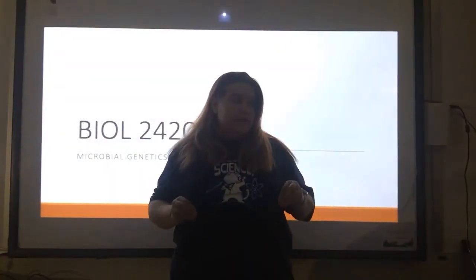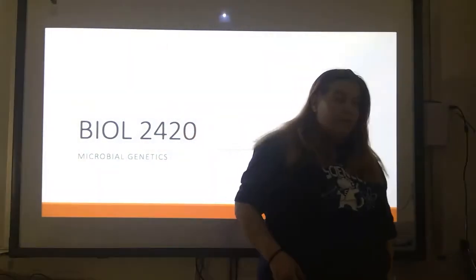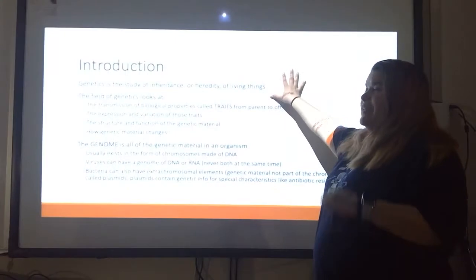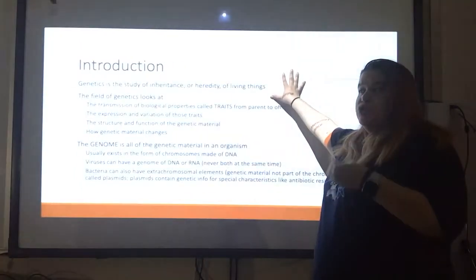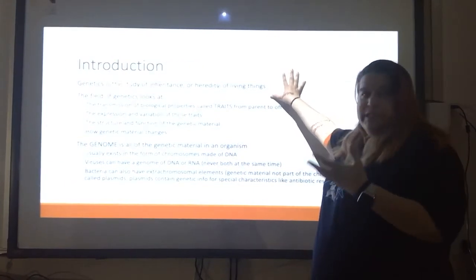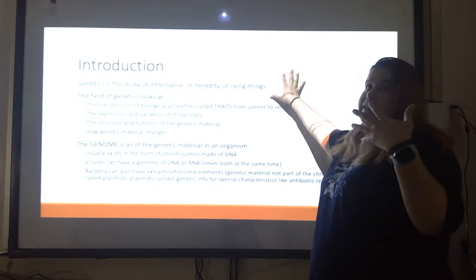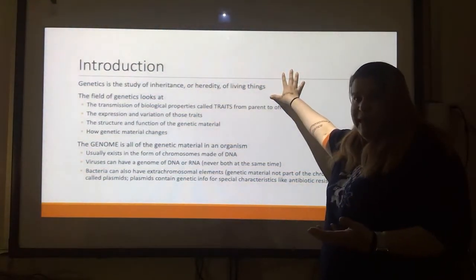Chapter 8 is covering microbial genetics. Genetics is the study of inheritance or heredity of living things. How do you get the characteristics you have? For bacteria, how does a bacteria know that it's supposed to be gram positive? How does it know it's supposed to be gram negative?